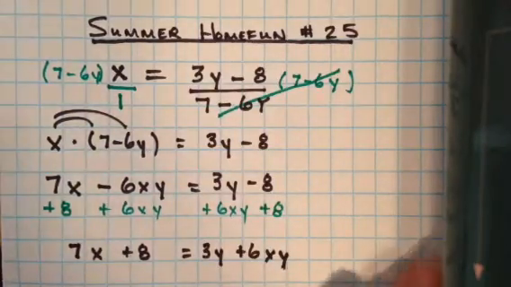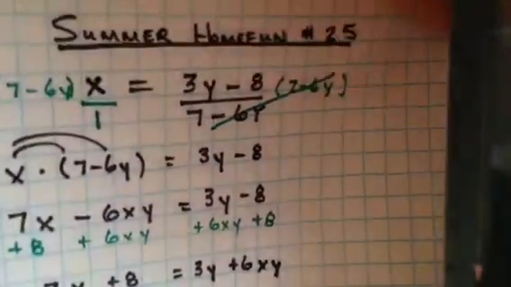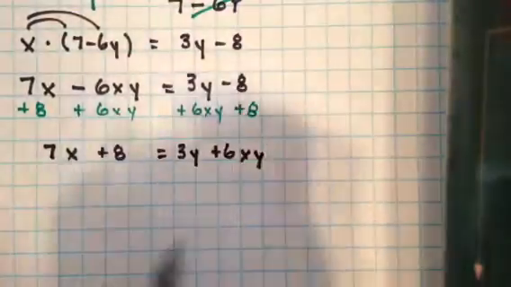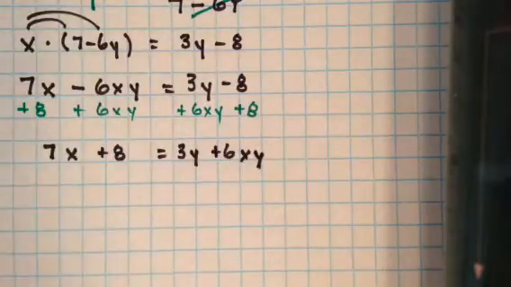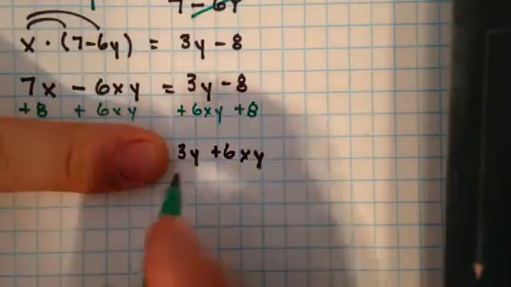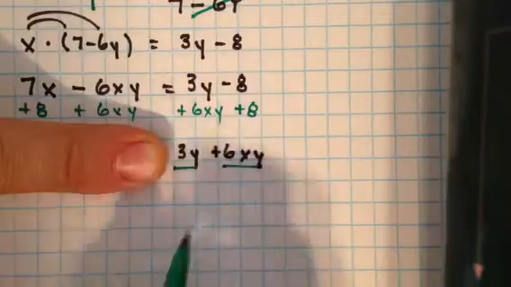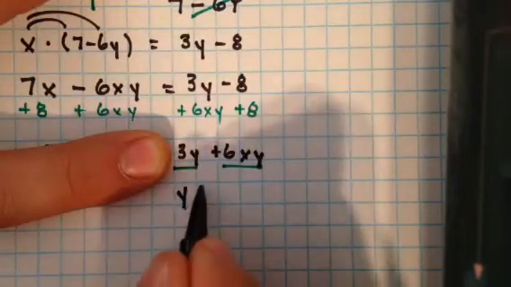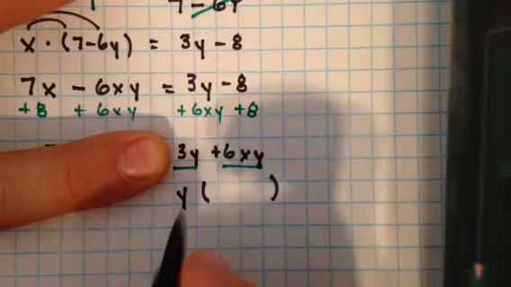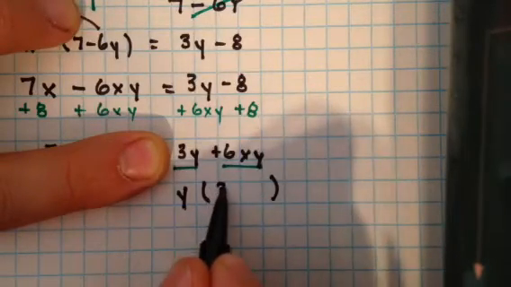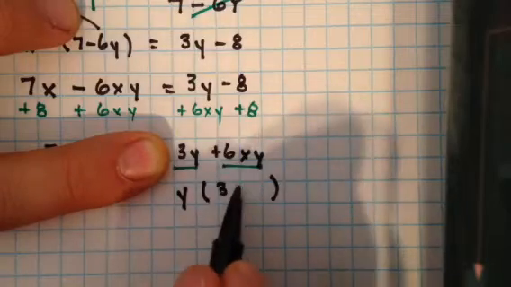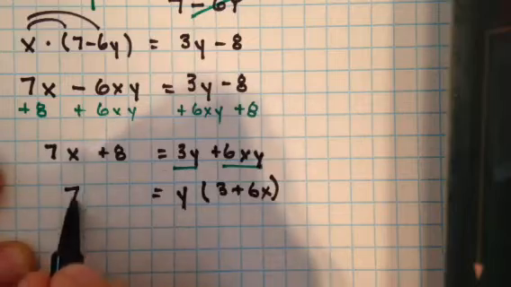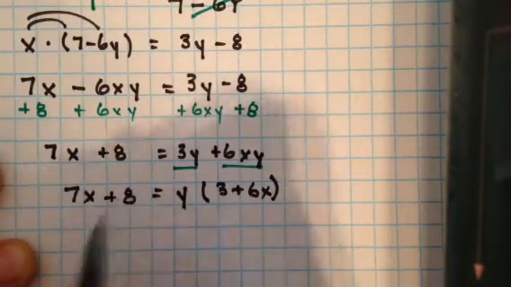Well, now we're almost there. All we need to do is get that y in one place. And we can do that because if you just look at the right side of the equation, there are two terms, and we can factor a y out. So if we take y out of the first term, we're left with a 3. If we take y out of the second term, we're left with a 6x. Nothing has changed on the other side of the equation.